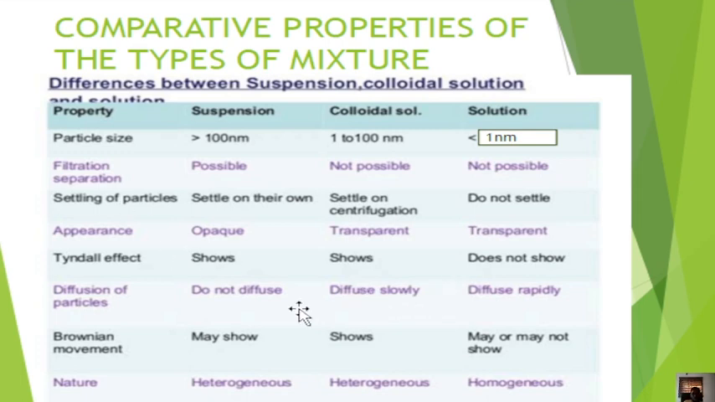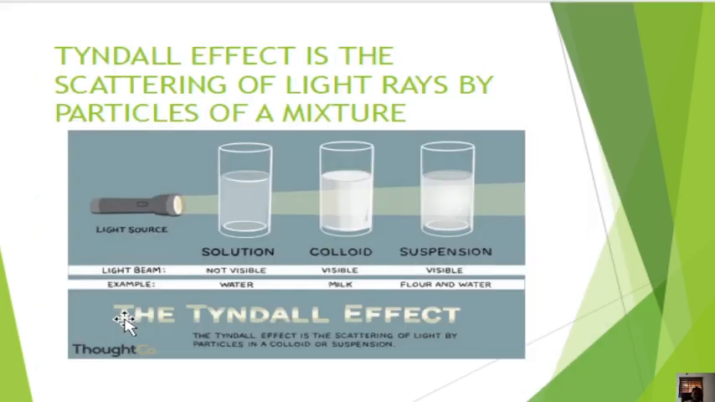Now, the next thing is diffusion of particles. Suspensions do not diffuse. Colloids diffuse slowly, while solutions diffuse rapidly. If you now consider your Brownian motion, Brownian motion may show in suspensions. It shows definitely in your colloidal solution, but may or may not show in true solutions. Nature. Suspensions are always heterogeneous. Colloidal solutions also are heterogeneous, while true solutions are always homogeneous.